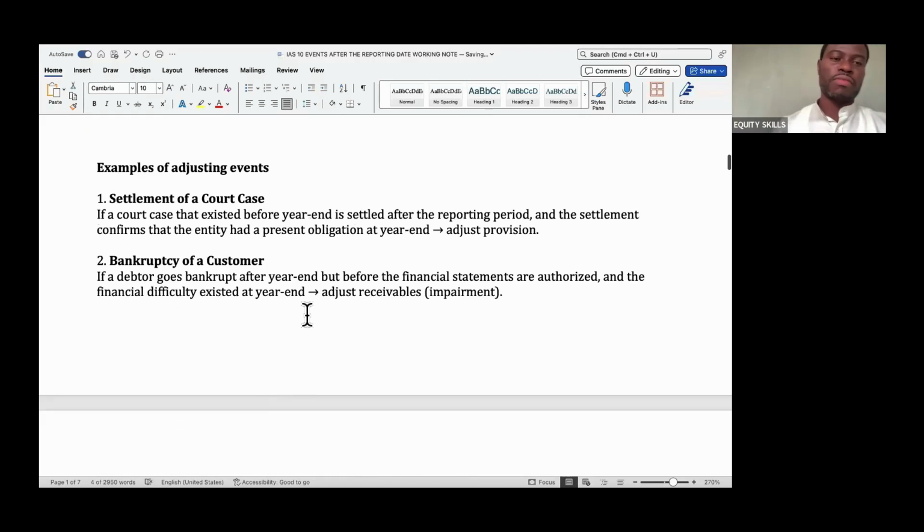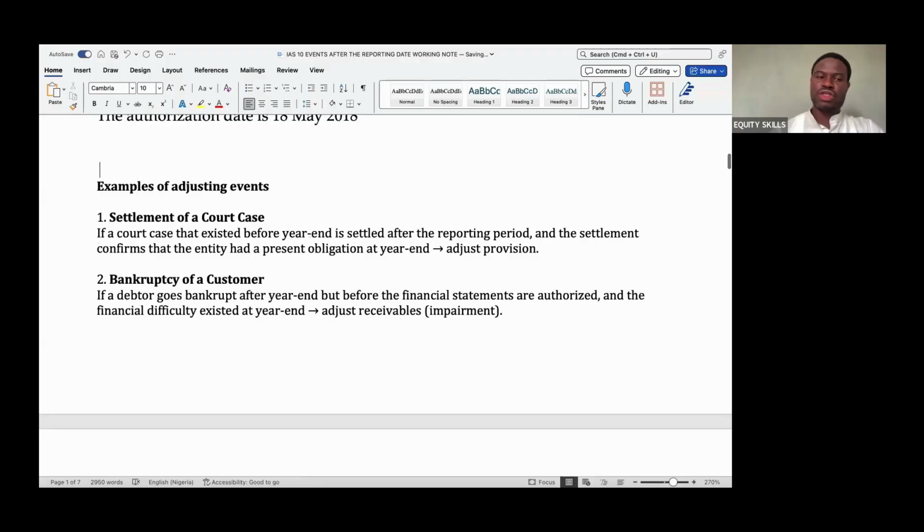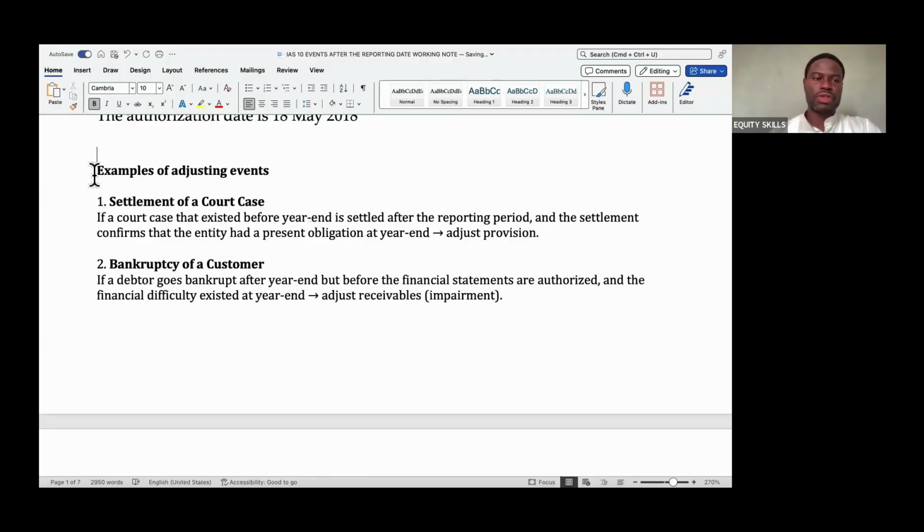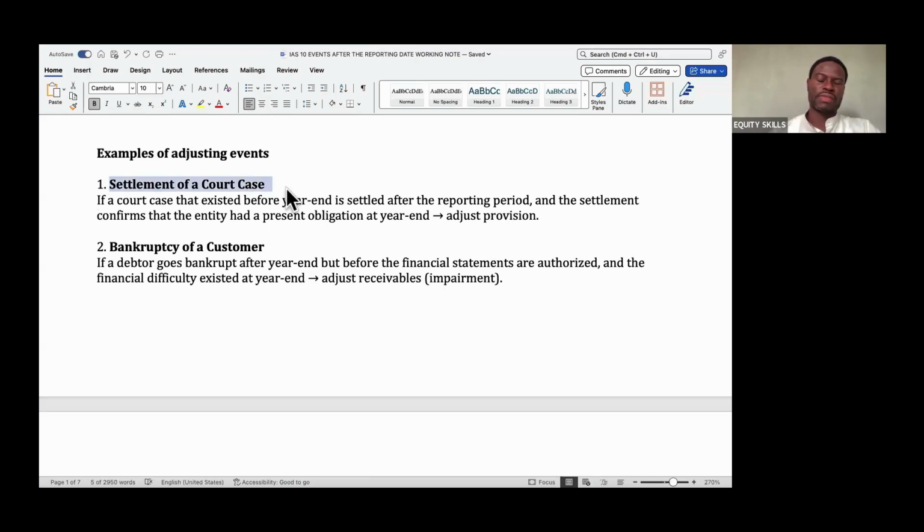Okay, now the second part here is adjusting events. Examples of adjusting events that we have here is when there is settlement of a court case. So a settlement of a court case is giving evidence that we already are going to lose the case from the end. And the settlement confirms that there was an obligation we were owing at the end.